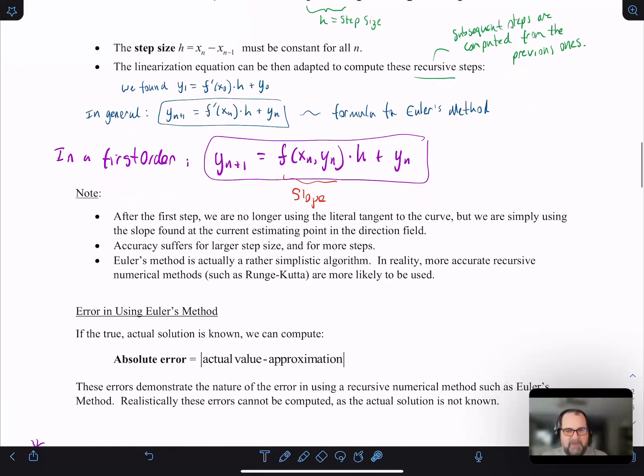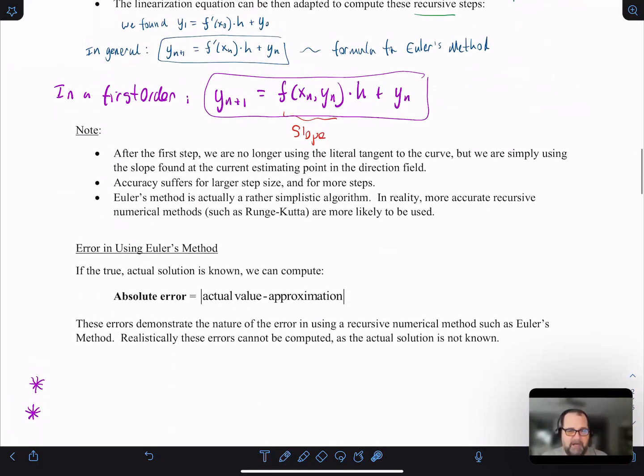Something you will see talked about is error. So we will talk about the absolute error in Euler's method. Absolute error is just the difference between the true value that you're trying to approximate and its approximation. Absolute value means, of course, the error is just a positive error. We don't care which way around these go. So you would just do the difference between the actual value versus the approximation in absolute value.